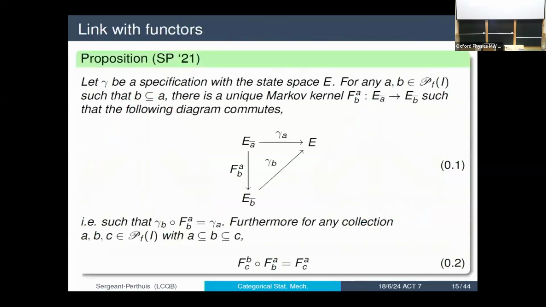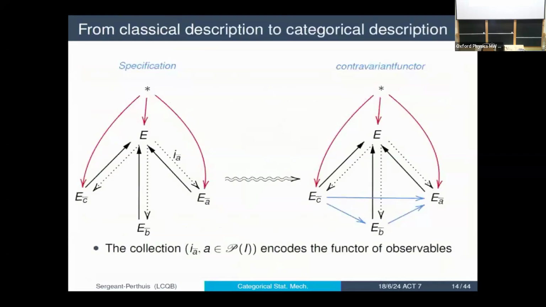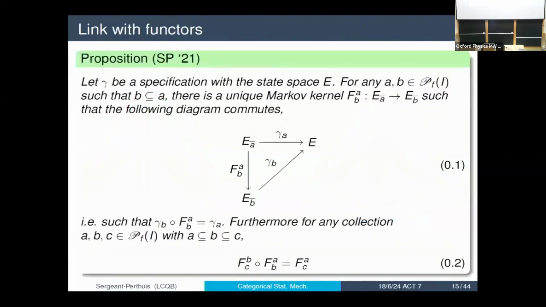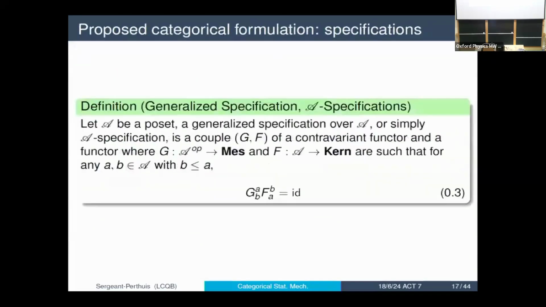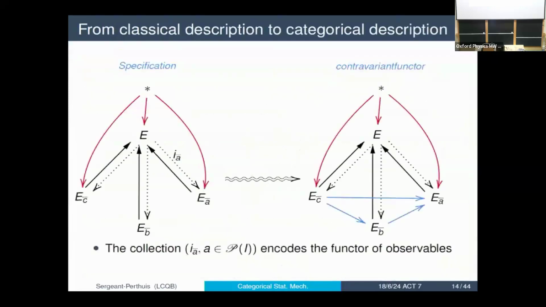And then when you do this, you have this result, which tells you that you can extend it into a functor, and then you can forget. So you can replace the specification by a functor, and you can forget about the global state space E. Okay, but it's not that simple, because when I do this, what happens is that I forget about the fact that the kernel has to be proper.